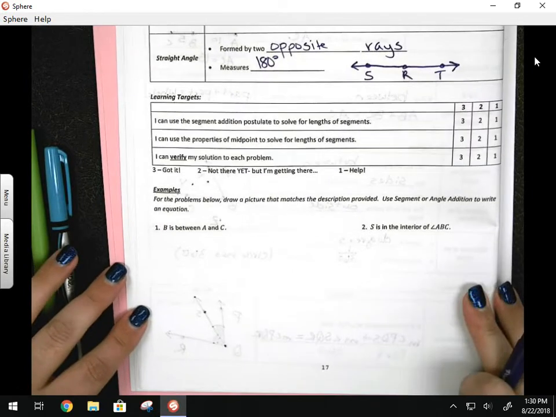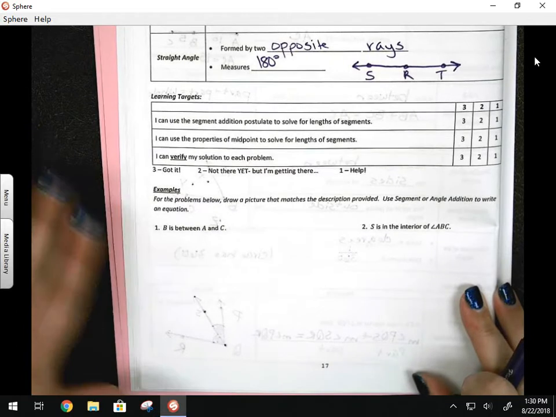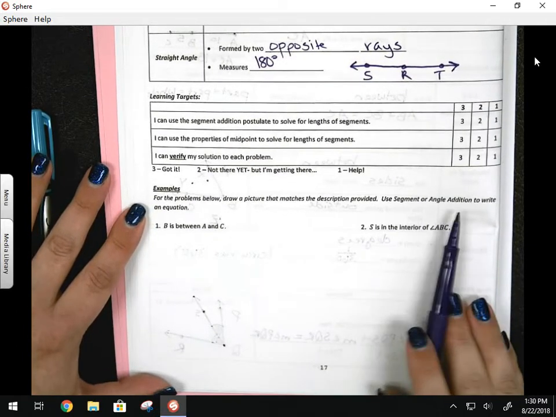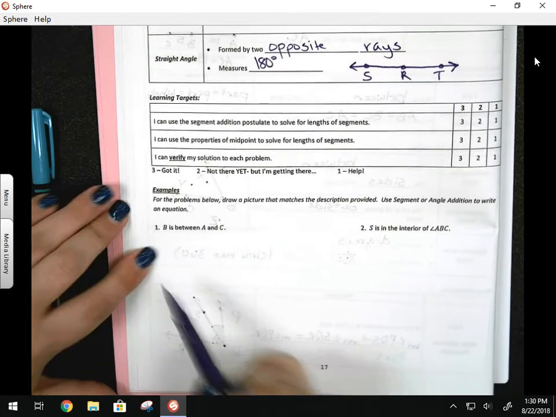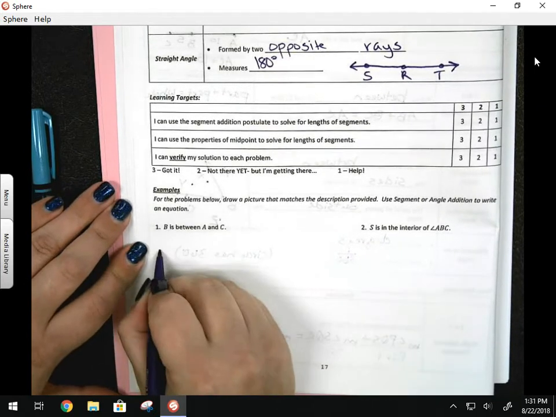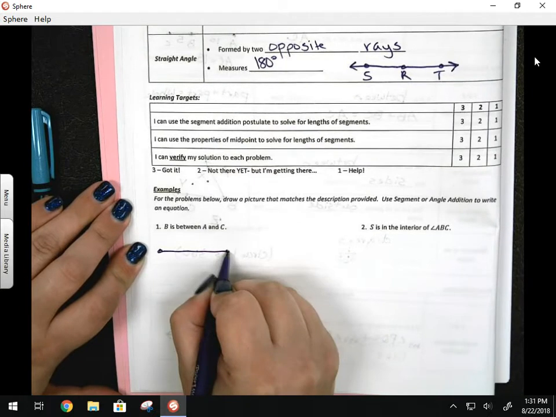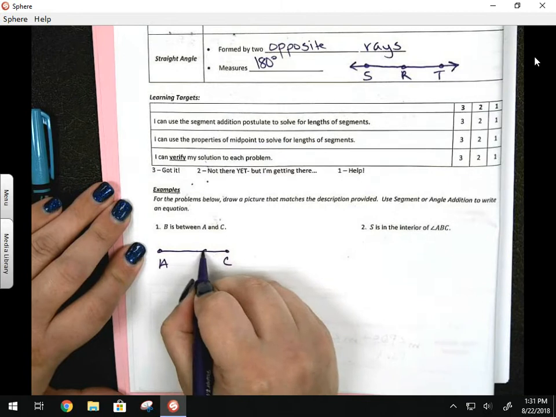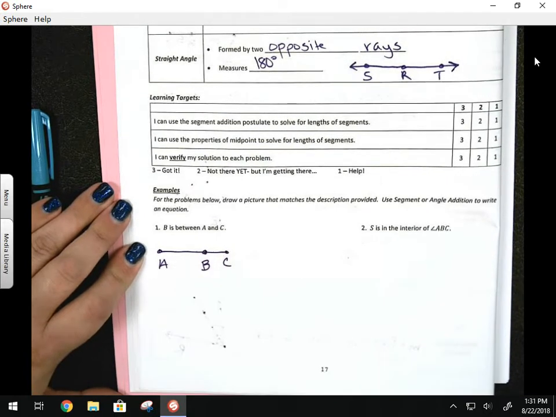Down here, these directions are always going to be the same for these types of problems. You need to draw a picture that matches the description, and then use segment or angle addition to write an equation. So B is between A and C. The first thing I'm going to do is draw AC, and then B has to be between it. So I'm going to pick right there.